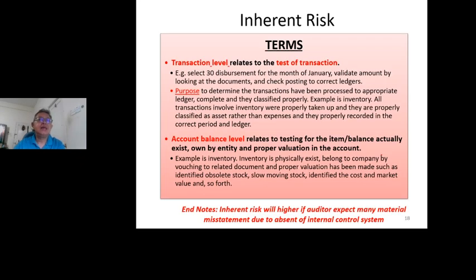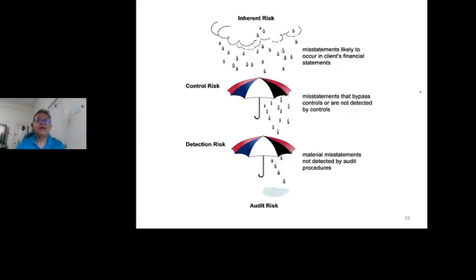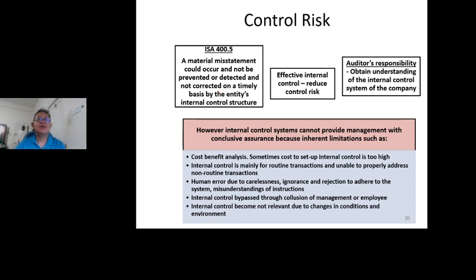Okay, now as I said just now, these are the explanations about inherent risks at transaction level and also account balance level. Again, we have gone through the inherent risks. What is inherent risk? We have covered this part. Now we might go through what control risk is. What is control risk?